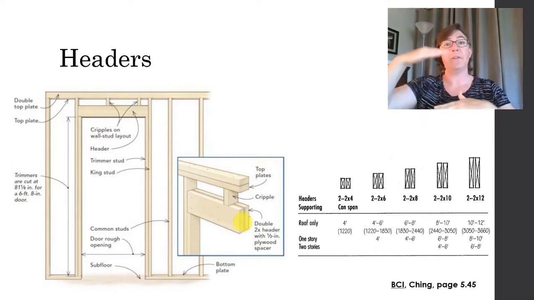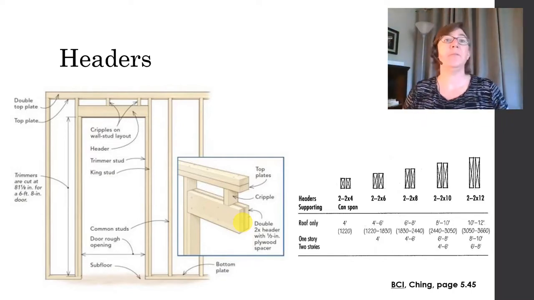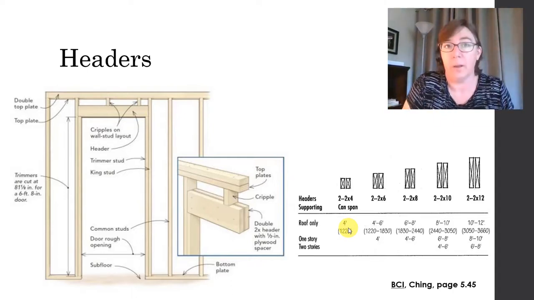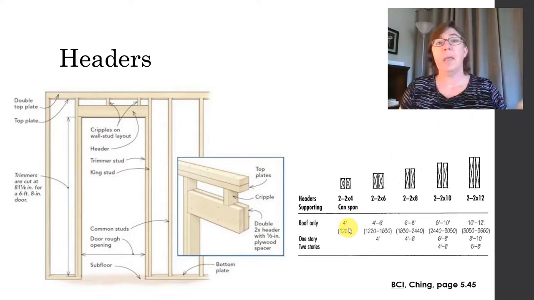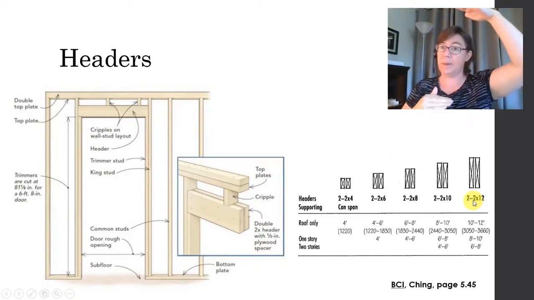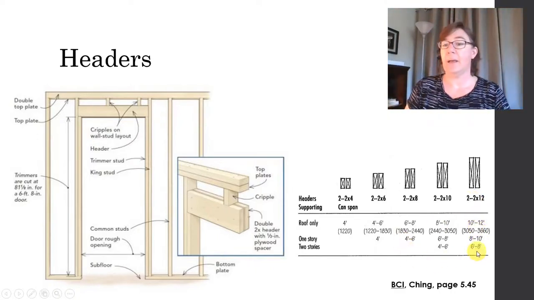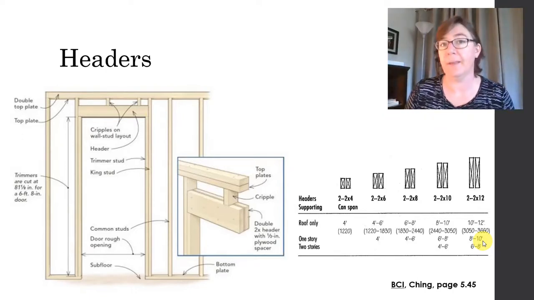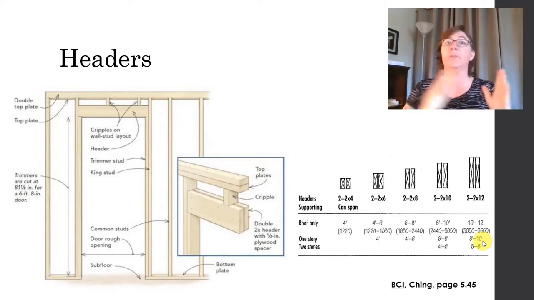Your headers can come in different sizes. They get deeper as you need more strength for a wider span. So if you compare these ones, a double 2x4 header can span about 4 feet. So that's really common for just a door or a small window. But it can go all the way up to a double 2x12 header, so that's quite a bit deeper. It can span 8 to 10 feet in a one-story home. So a full, large double door, for example, or a series of windows.